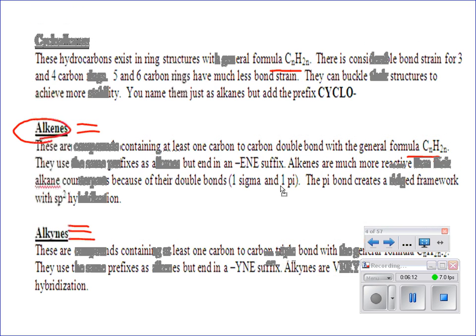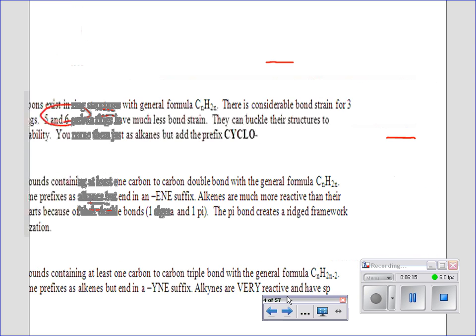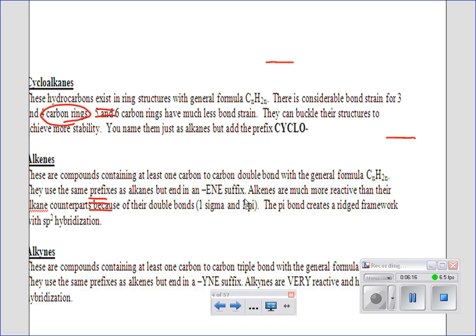I didn't mean to move that. I meant to move this. This is crazy.